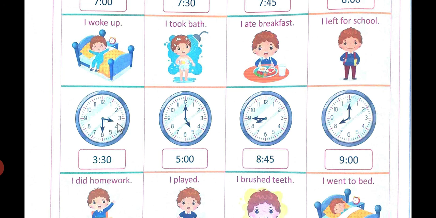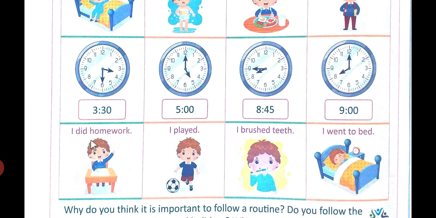You can see the hour hand is between 3 and 4 and the minute hand is on 6. That is 3:30, I did homework. You can see 5. So you can see, students, the hour hand is at 5 and the minute hand is on 12. So that is 5 o'clock and at 5 o'clock I played.